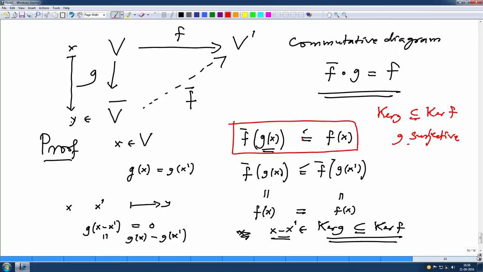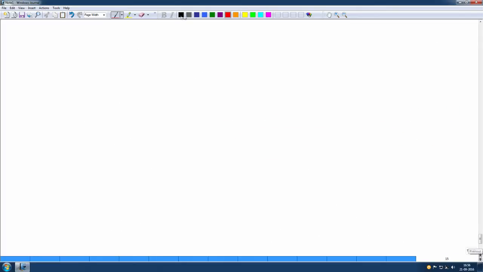So, obviously, you can apply this to the map pi. Pi is surjective and kernel of pi is u, and then you need a condition that whenever we have a linear map whose kernel contains the given u, then it will go on to v by u. So, let me write this explicitly as a corollary.